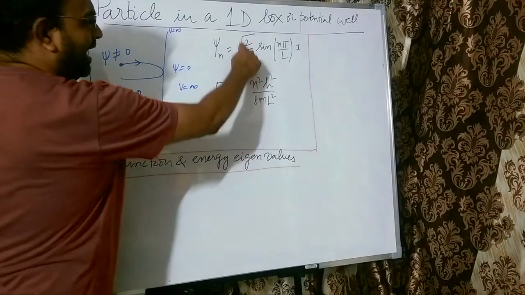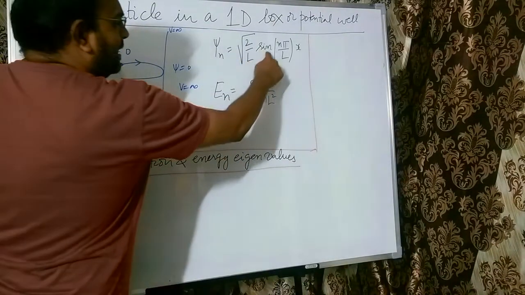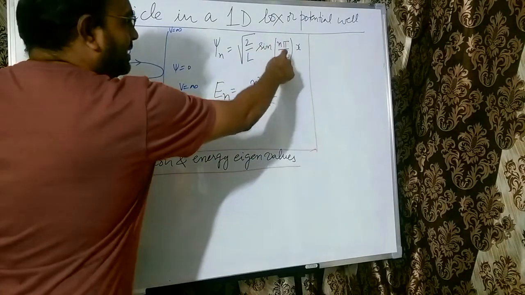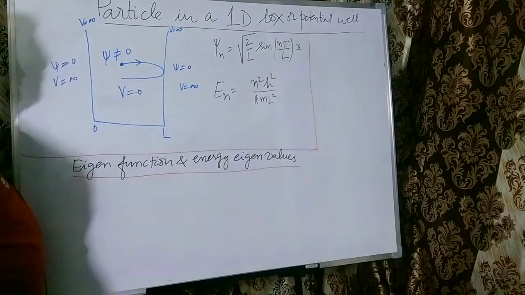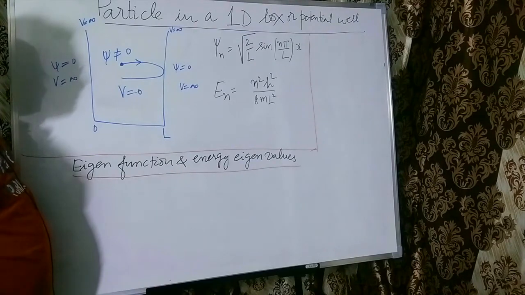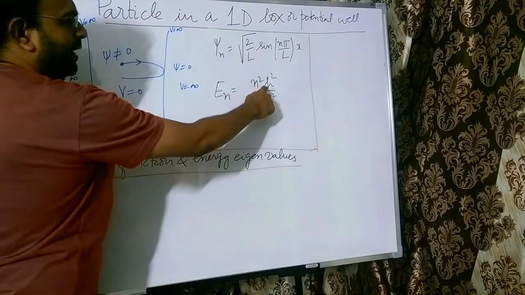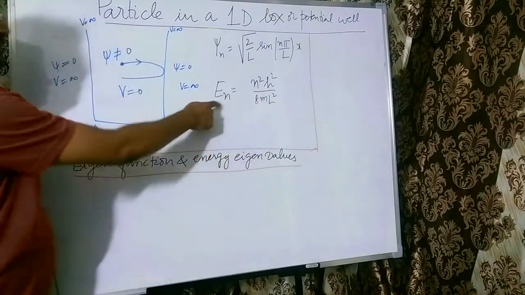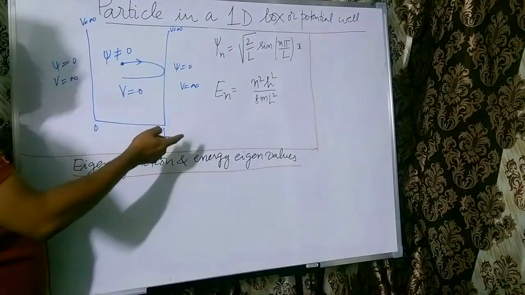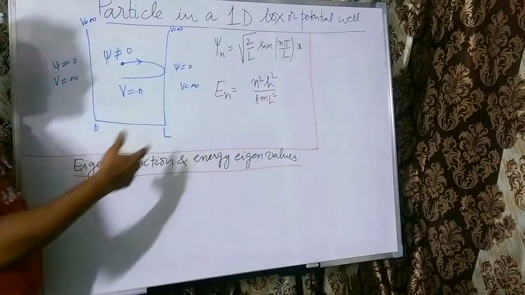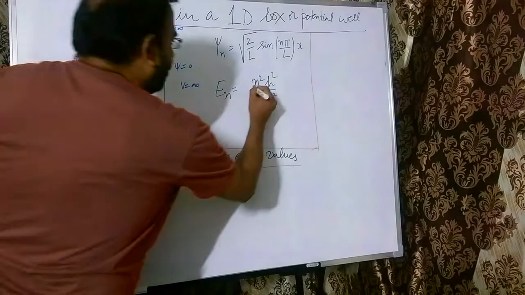This eigenfunction has the amplitude square root of 2 over L, and the quantization emanates from the condition of the sinusoidal function vanishing at every n pi. And then we further use the known hypothesis of de Broglie to arrive at the energy expression as n squared h squared over 8 m L squared, which is clearly showing the quantization of the energy of a particle. That means the particle cannot take any arbitrary energy. It can only take specified values of energy based on the value of n.